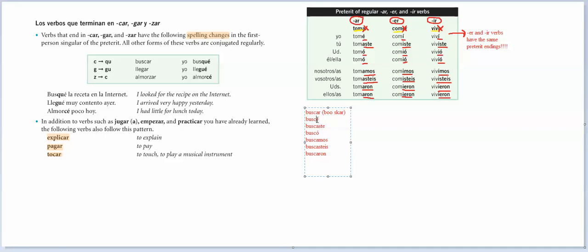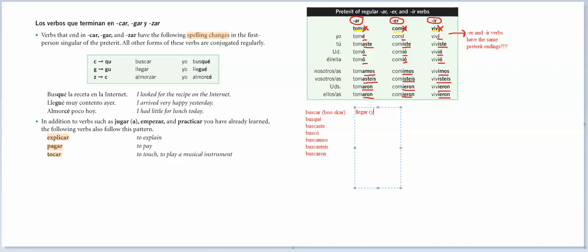So what you do, and only for the yo form, is before you add the E, you change your C to a QU. And you do that simply because that is the only way you can get that K sound next to an E, and that's what we want to keep. It's not necessary to make that spelling change anywhere else because you would have a C next to an A or an O, and that would keep the K sound, okay? The same thing happens with GAR verbs. I have the verb llegar, okay?